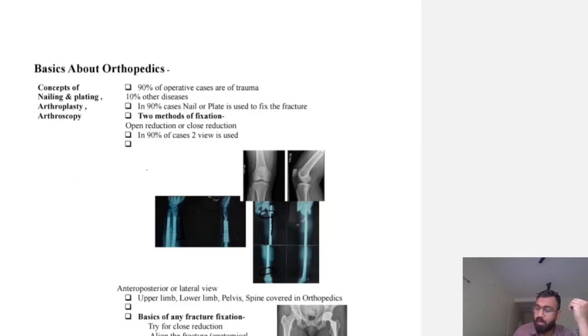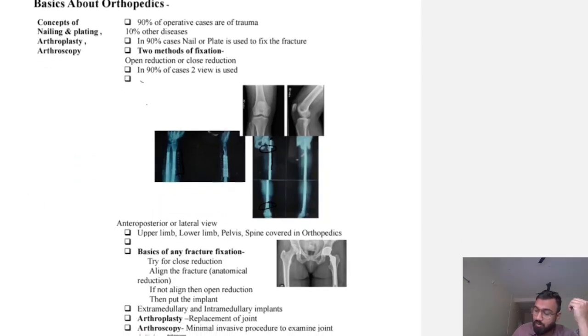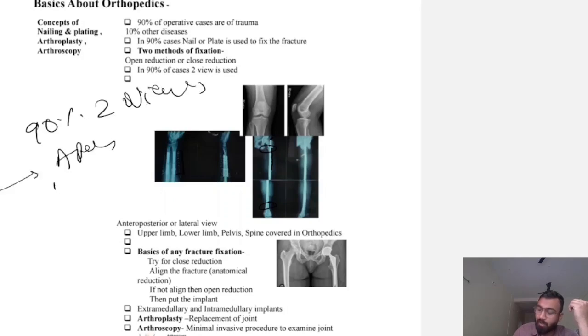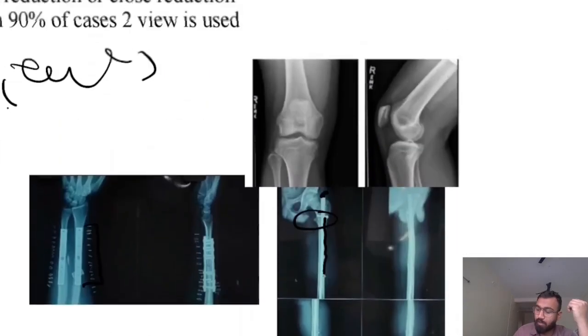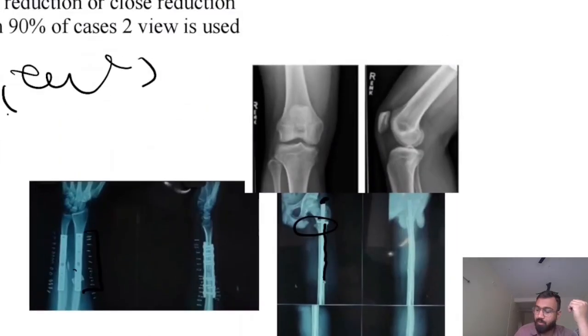Okay, now in 90% of cases two views are used, that is anteroposterior view and lateral view. So you can see in this patient there are two plates, one over the radius, one over the ulna. Okay, so you can see this is the anteroposterior view.